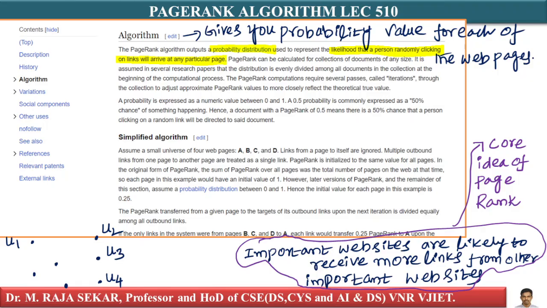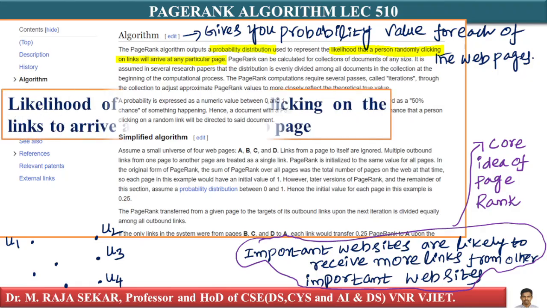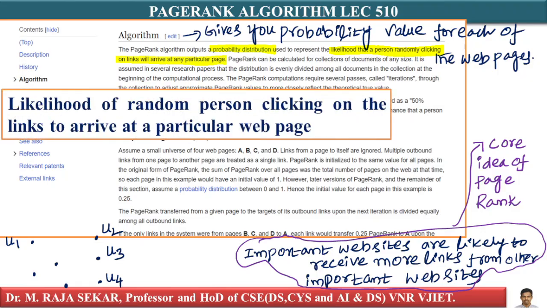It will give you a probability value that represents the likelihood of a random person clicking on these links to arrive at a particular page. This is a probabilistic way of understanding PageRank. PageRank says I will give one value to each web page, such that this is the probability of a user landing on this page.